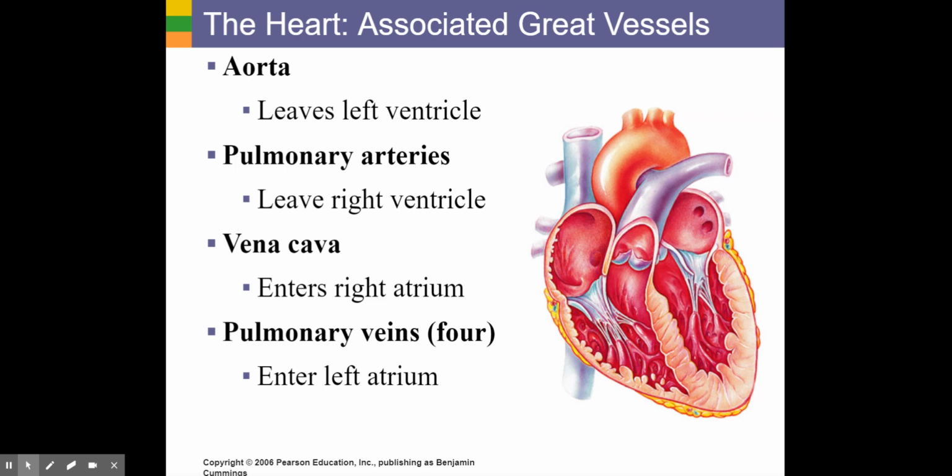Okay. So heart associated with the greater vessels. So again, these are the big ones we just kind of talked about. So aorta is leaving the left ventricle. Pulmonary arteries are leaving the right ventricle because they're headed to the lungs. Vena cava is going back into the atrium, and then our pulmonary veins are going back into the left atrium. Again, the big thing here are these two guys here. So the pulmonary vein and the pulmonary arteries. Most arteries carry oxygenated blood, but the pulmonary arteries do not. Most veins carry deoxygenated blood, but the pulmonary veins do not.